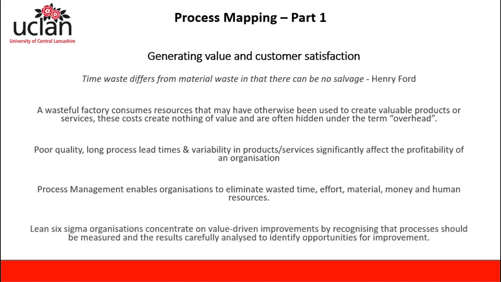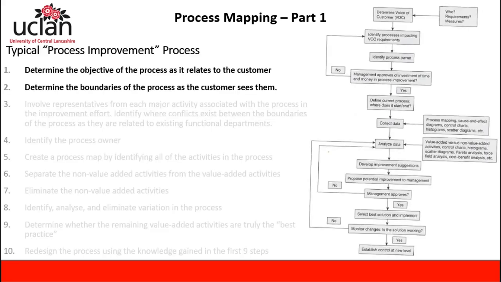And Lean Six Sigma organisations concentrate only on the value-driven improvements by recognising that processes should be measured and the results carefully analysed to identify opportunities for improvement. So as you can see from the flowchart on the right, there is a systematic way of carrying out this process improvement. The first being to determine the objective of the process as it relates to the customer, and then to determine the boundaries of the process as the customer sees them. What do I mean by this?